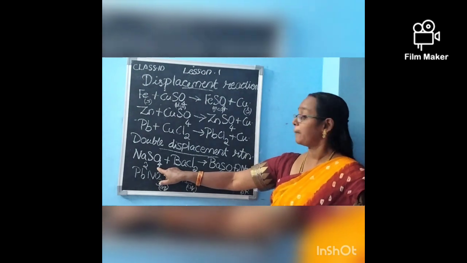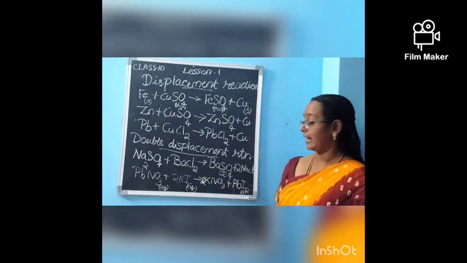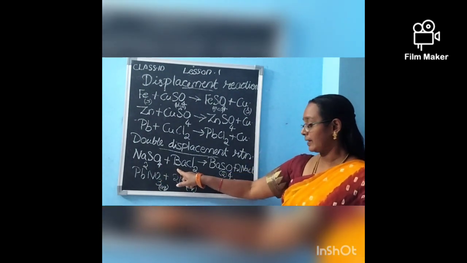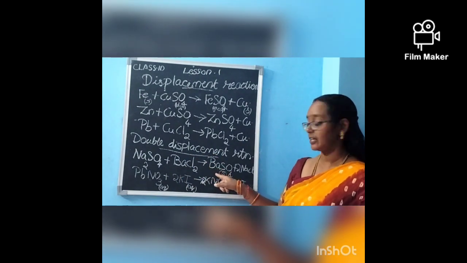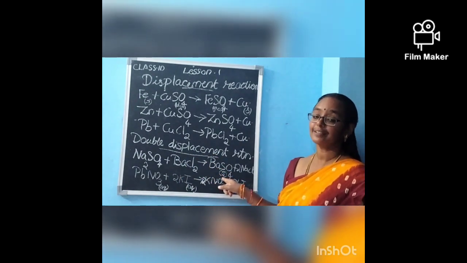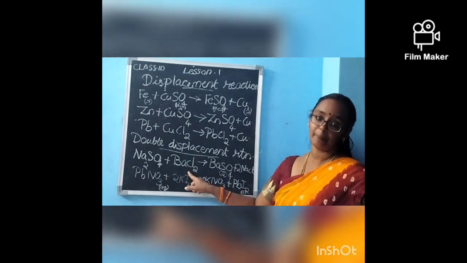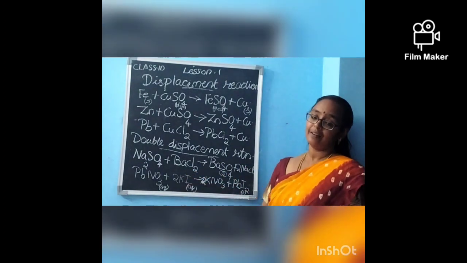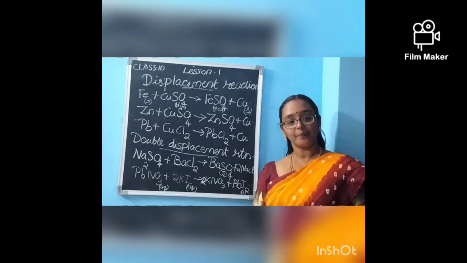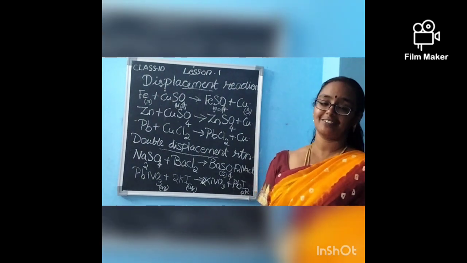SO4 2 minus and Ba 2 plus, when these combine, form BaSO4. Okay, the exchange of ions is happening. This kind of reaction is called double displacement reaction. Next, we are going to see oxidation reduction reaction.